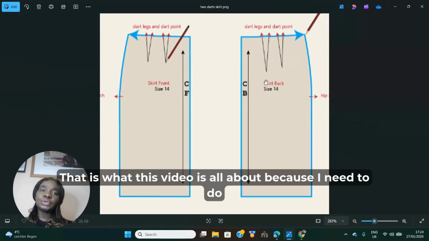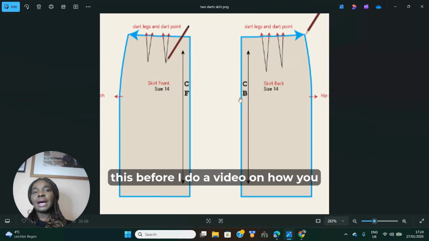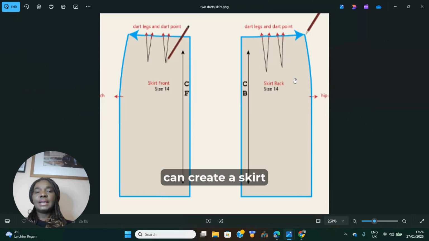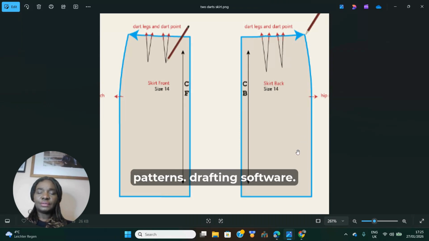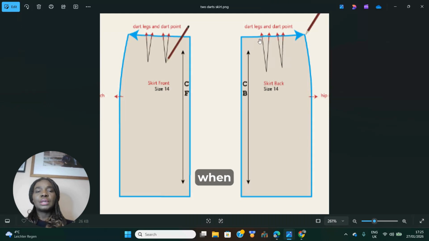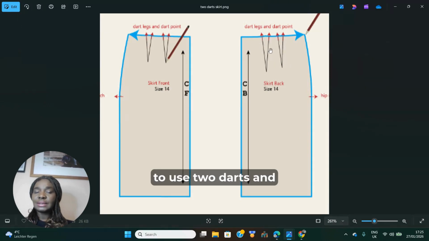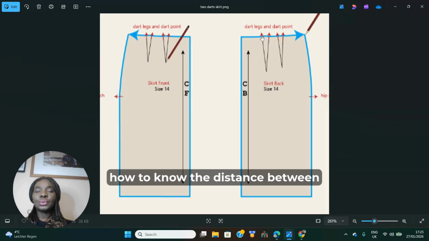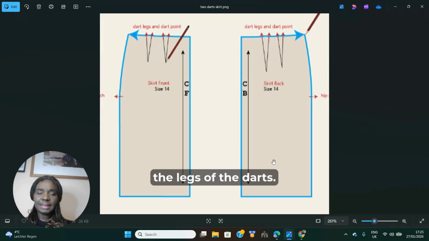So that is what this video is all about, because I need to do this before I do a video on how you can create a skirt pattern using Simly 2D CAD pattern drafting software. So now let me show you how to know when to use two darts and how to know the distance between the legs of the darts.